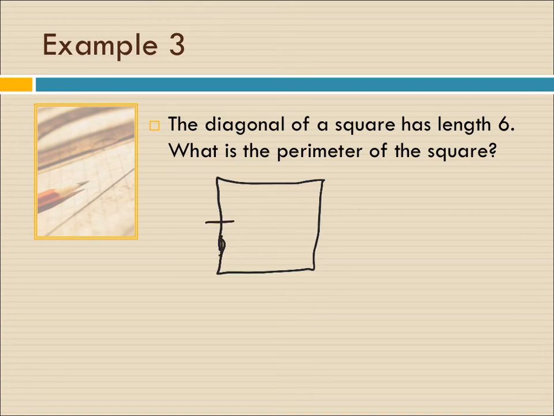Remember, a square has 4 congruent sides, and it also has 4 right angles. I'm going to draw in the diagonal, and it has a length of 6. Now, it doesn't matter if I draw the diagonal here or if I draw it up here. Just know that you need to draw in a diagonal, and it has a length of 6.